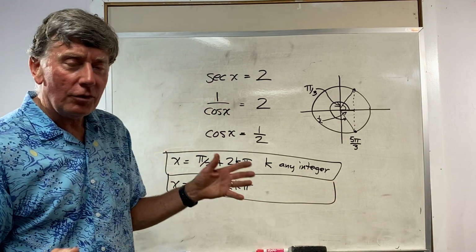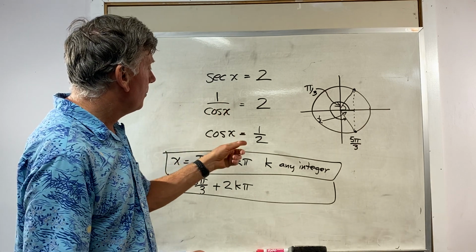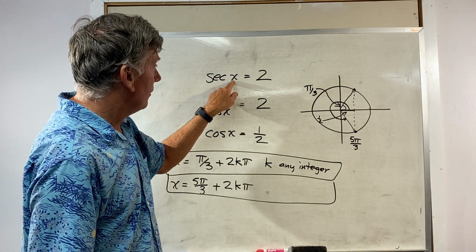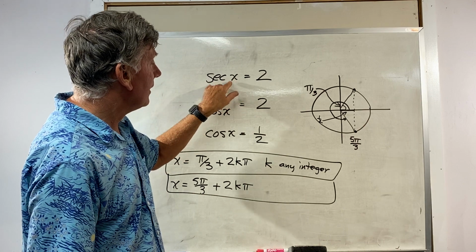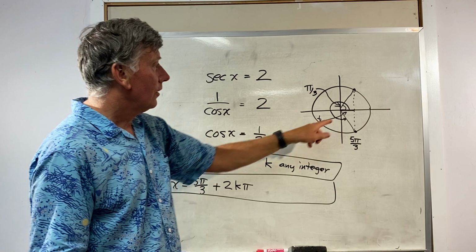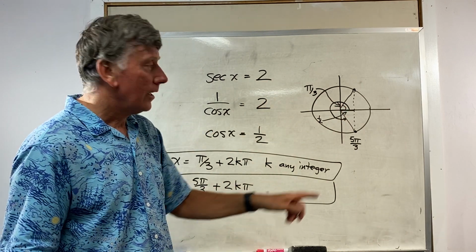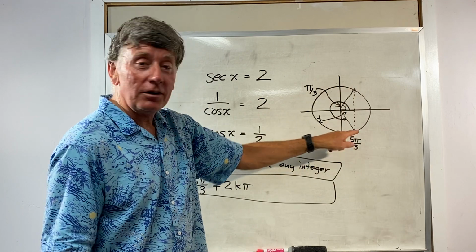That's how we end up with more than one angle for our result, because for both of these, the secant is 2, 1 over the cosine. Cosine is 1/2, 1 over 1/2 is 2. It works for this angle, and it works for this angle.